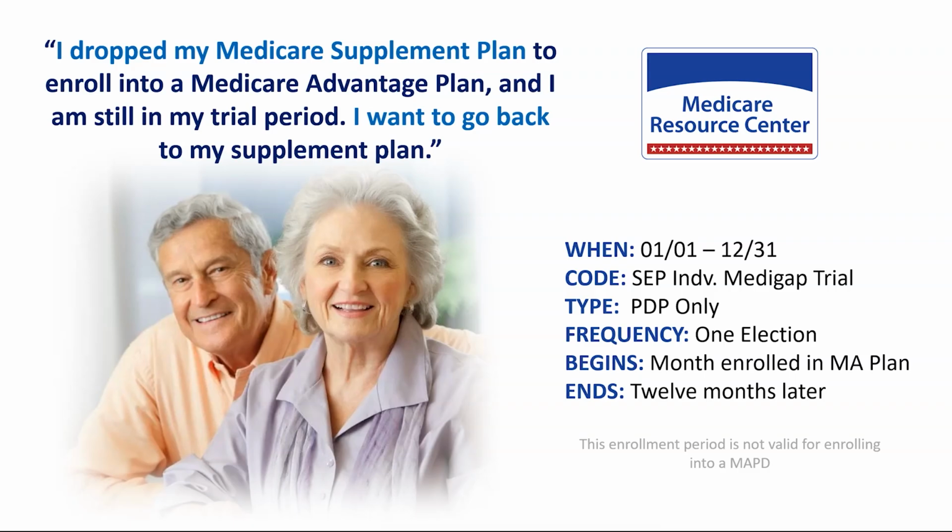In that initial 12 months, you can not only go back to the Medicare supplement plan as if you never left it, but you can also get out of that Medicare Advantage plan. The way you get out of the Medicare Advantage plan is by creating that SEP, individual Medigap trial. You can only enroll in a prescription drug program. You can only do this once. It starts the first time you've enrolled in an Advantage plan, no matter what age that is, and it ends 12 months later. After that 12 months, you're kind of stuck there and can't use this SEP, but you could potentially find another one, or just wait until the annual enrollment period.